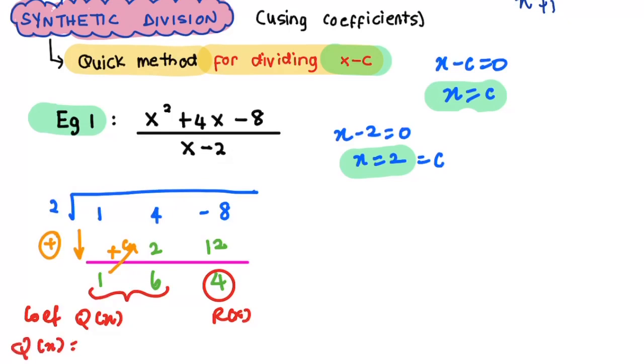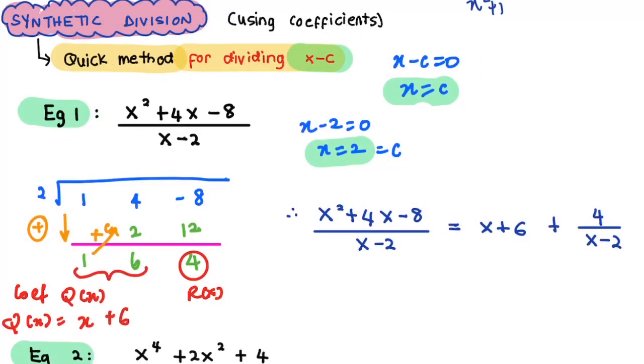Therefore, q(x) is equal to, this is constant, this is power of 1. So 1x to the power of 1 plus 6. Therefore, let's conclude our answer. Polynomial divided by divisor is equal to quotient, which is x plus 6, plus remainder, which is 4, over divisor, which is x minus 2. So this is your final answer.